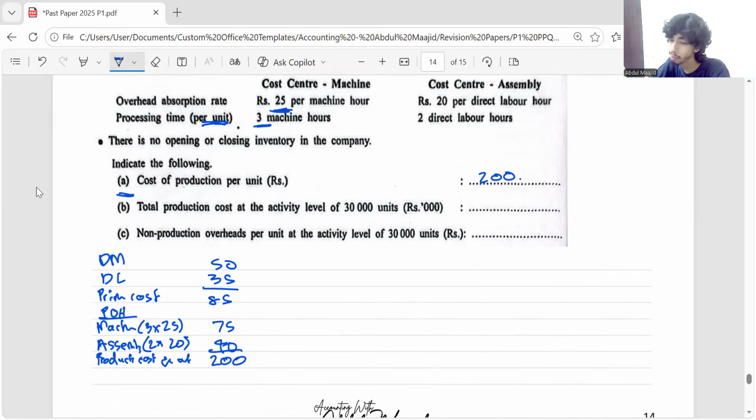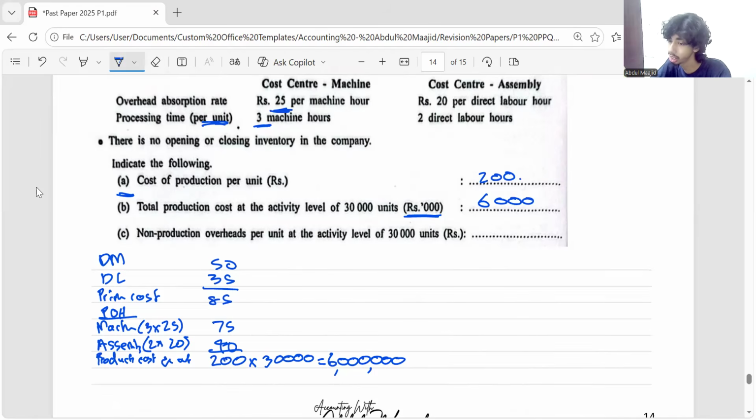C, total production cost at the activity level of 30,000. This shouldn't be asking a question like that, because see, this production cost per unit is 200. If you multiply by 30,000, you're going to get 200 into 30,000, a 6 million. These are basic mathematics questions. When you're asking it in thousands, you're going to say it as 6,000.